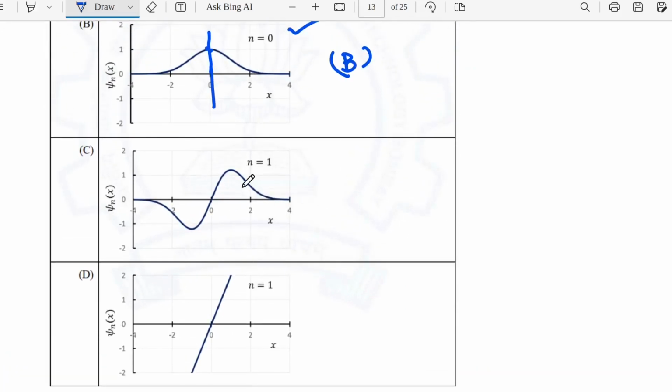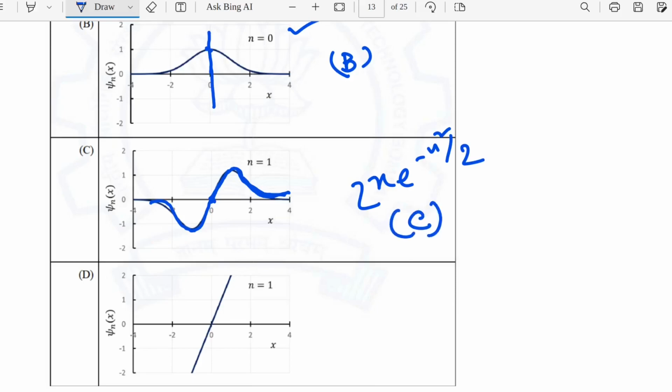Now you can see, as I told you, at the 0 point it will be 0, and after that it will increase due to x, because it was e to the power minus x square by 2, and the 2 is nothing but a constant factor. After some time it will decrease again, as e to the power minus x square is an exponentially decreasing function. Here also it will come as minus x, then it will go up as e to the power minus x square by 2. So this will also be correct. From that question we can conclude the correct answer will be B and C.